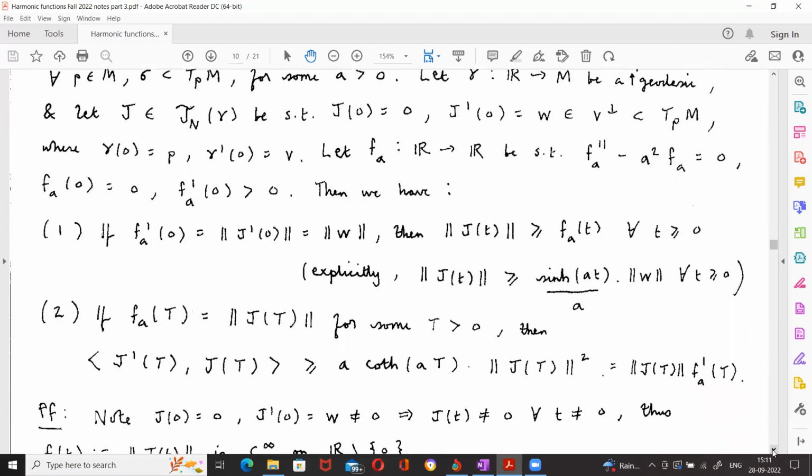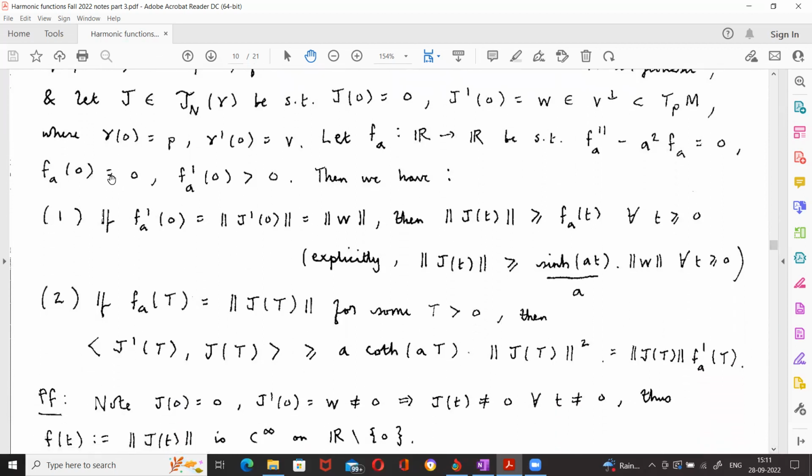And the second comparison theorem is the following. Suppose I choose this f_a such that at some time capital T, f_a(T) has the same value as norm J(T). Then I get that the inner product of J'(T) and J(T) is greater than or equal to a coth(aT) times norm J(T) squared. And this you can calculate.